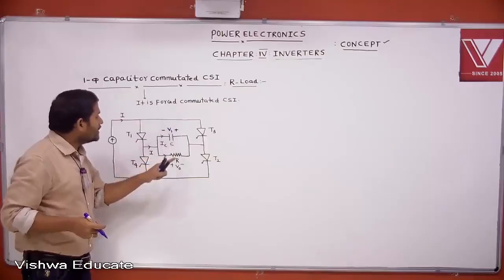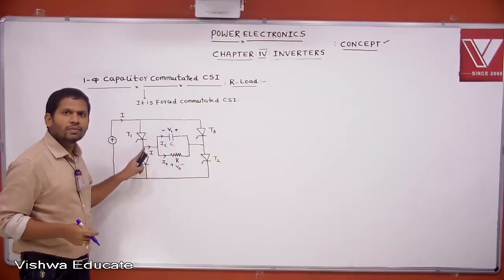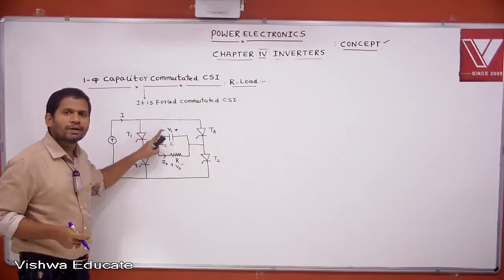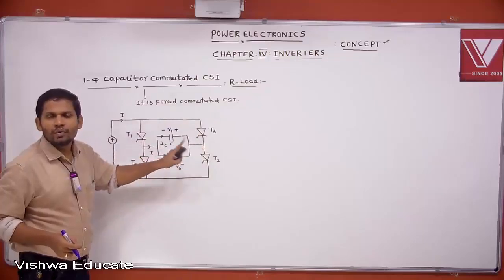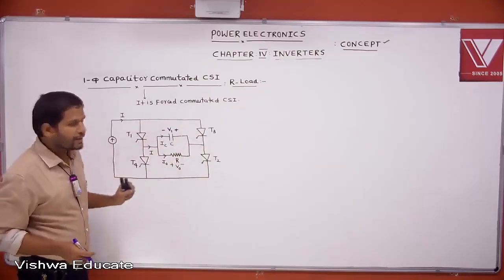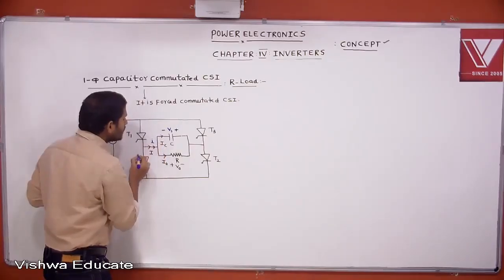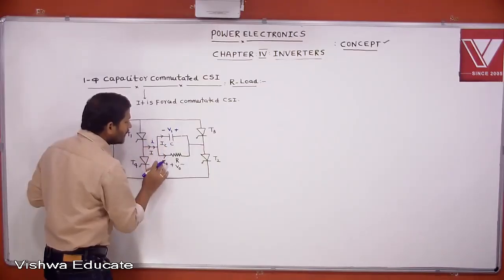We can operate this circuit in such a way that we convert constant DC current to AC current. Let's assume that this is the assumed current direction, the assumed load current direction. This load current is I0.